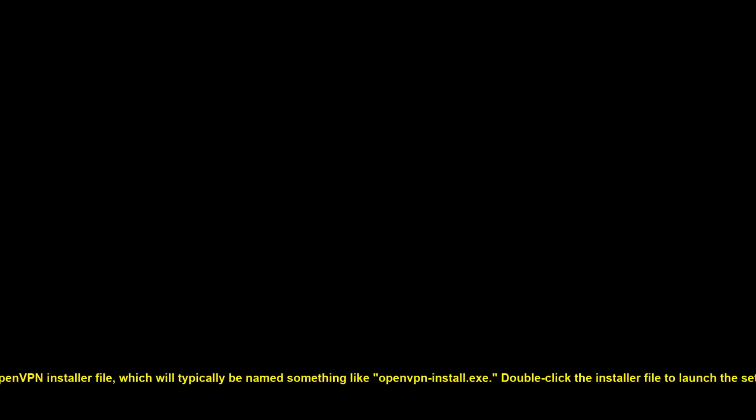After the download completes, go to your Downloads folder. Find the OpenVPN installer file, which will typically be named something like openvpninstall.exe. Double-click the installer. If prompted by user account control, click Yes to allow changes to your device. Once the setup wizard opens, click Next to proceed.